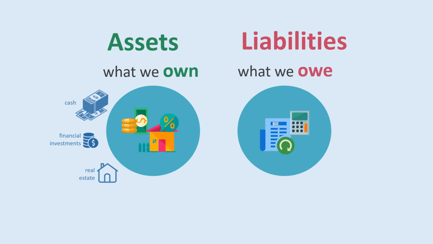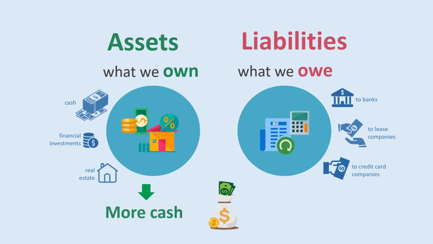Liabilities, on the other hand, mean an amount that you owe to somebody. For instance, liabilities payable to banks, liabilities payable to lease companies, or to credit card companies. The common feature of these items is that you need cash to settle the liabilities when they become due, i.e., you will have less cash afterwards. So assets ultimately mean more cash and liabilities mean less cash at the end of the day.